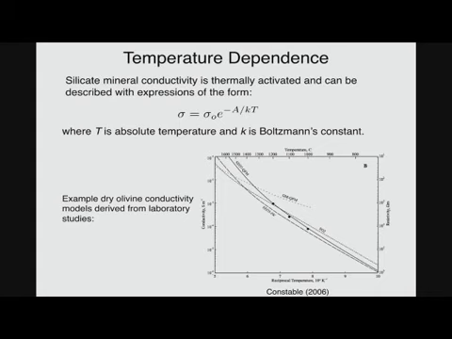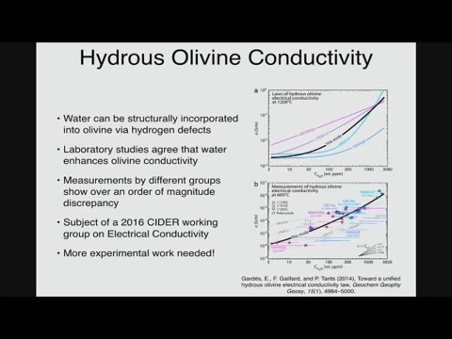So EM methods will be sensitive to the thermal structure. They're also sensitive to the water dissolved in olivine, and we've heard about this hydrous olivine in a couple different presentations here at CIDR. Water can be structurally incorporated into olivine through hydrogen defects. And there's been a whole series of laboratory studies that have made measurements of hydrous olivine conductivity over the last decade or two, and it's been a really controversial topic because the various groups have got these results that vary by over an order of magnitude.